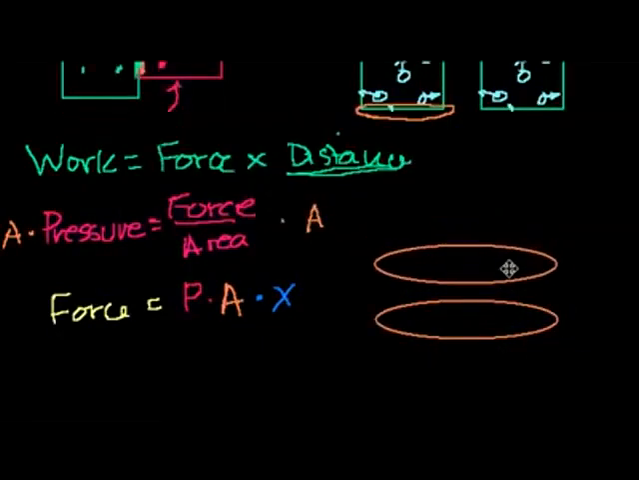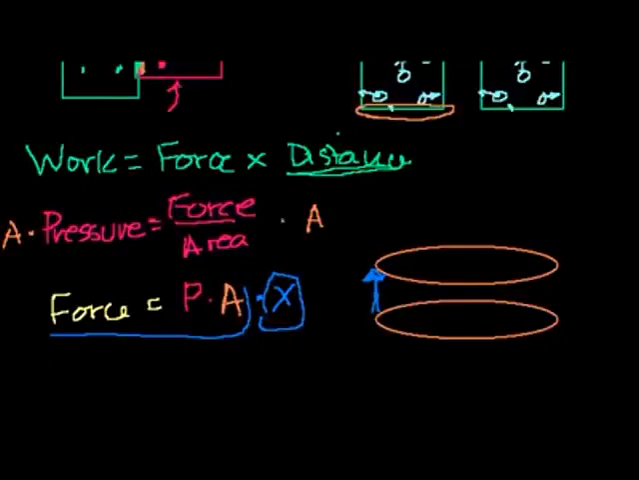So the piston gets pushed up some distance x. Let me draw that. It got pushed up some distance x. And we're claiming that this is the force. Sorry, let me be clear. This is the force, and this is the distance. Right? So work is equal to our force, which is our pressure times our area, pressure times our area times the distance.